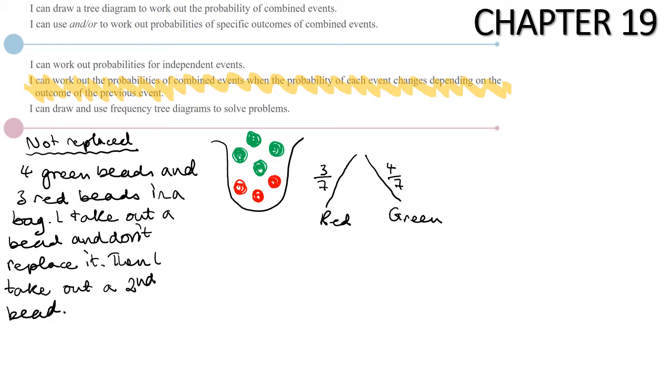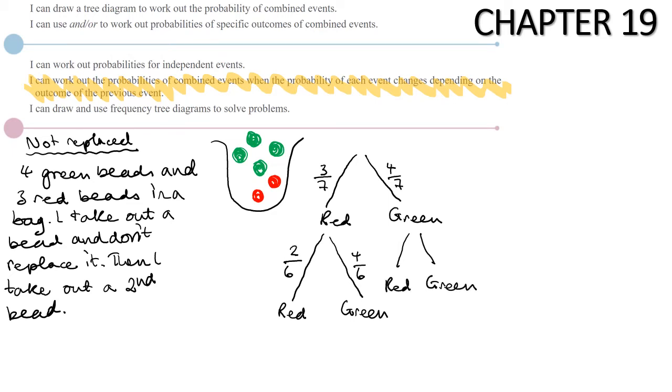So let's say I go down the red branch of my tree diagram, which means I take out a red bead. Let's now look at what these probabilities are going to be. Can you see when I've taken a red bead out, there are now only 6 beads left. Only 2 are red, so 2 out of 6, and for green beads there are 4 out of 6.